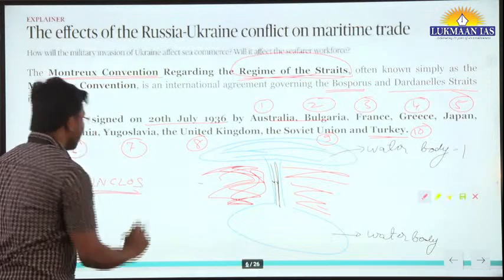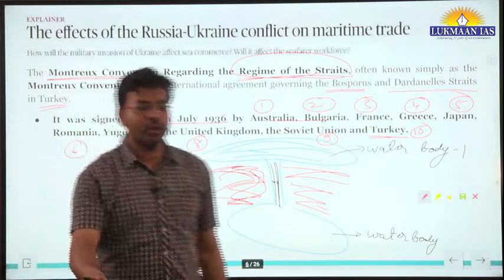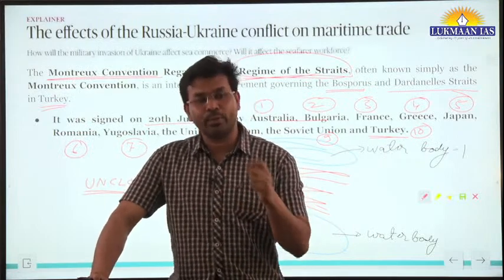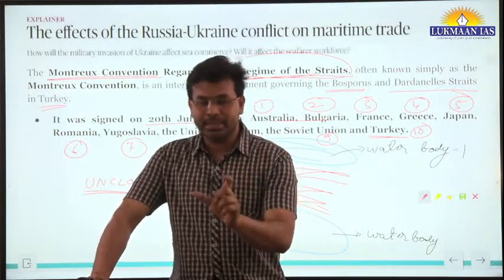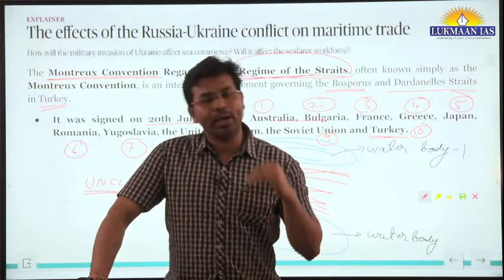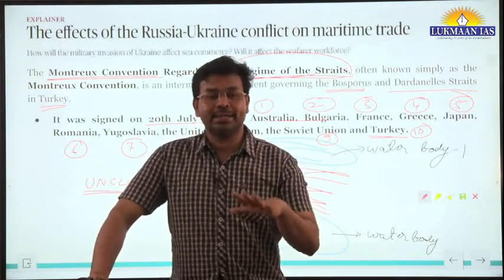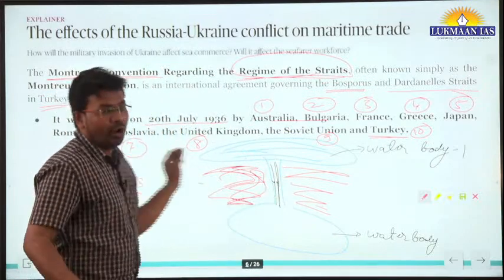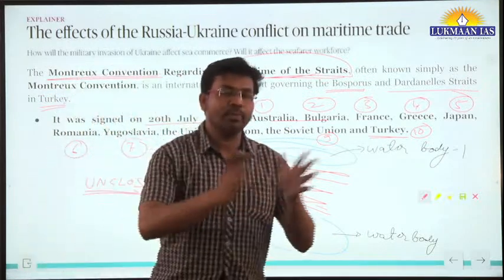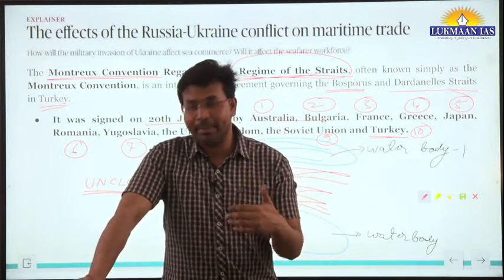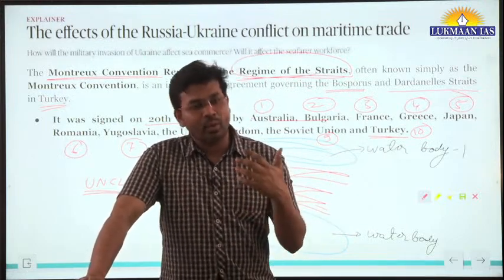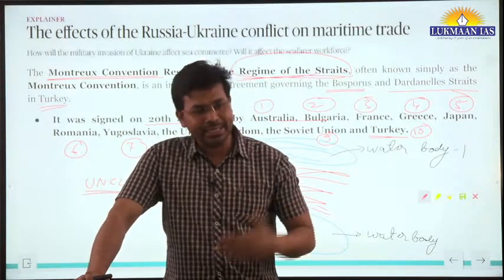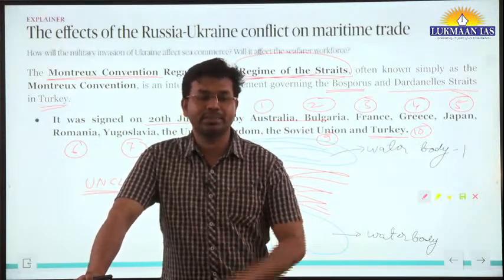Okay. If we talk about the United Nations Convention on the Law of the Sea, this particular convention gives the right of innocent passage through any strait or any sea. Whether this convention also gives the right of passage to maritime vessels or war vessels as well, provided that they are not attacking the country through which they are passing.